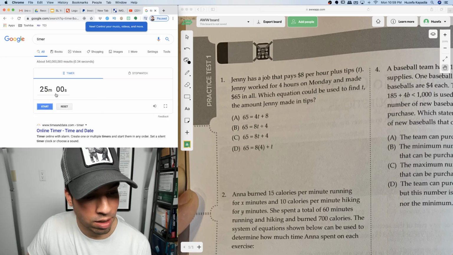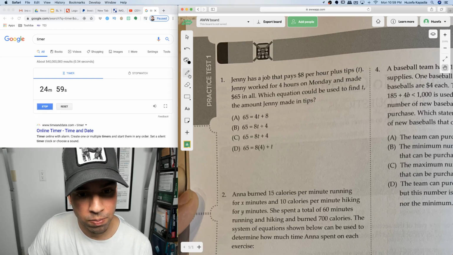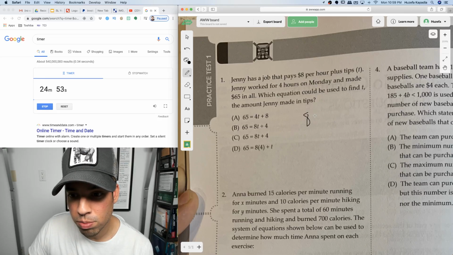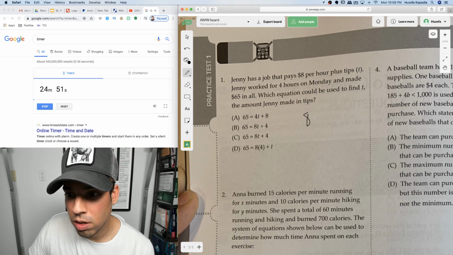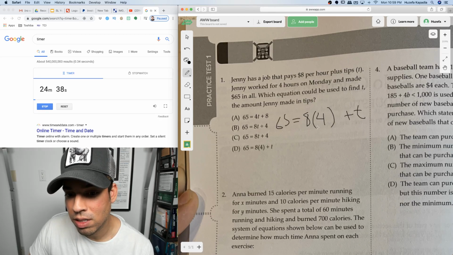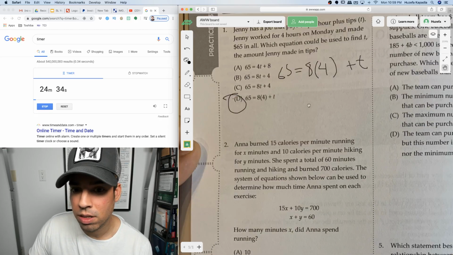We're going to start in 3, 2, 1. Let's go. Jenny has a job that pays $8 per hour plus tips T. So $8 per hour plus tips T. Jenny worked for 4 hours on Monday. So 8 times 4. And made 65 in all. So that's the total. And then plus she also made some amount in tips. So it's this guy, right? The tips is just added on. All right, good. Next, number 2.